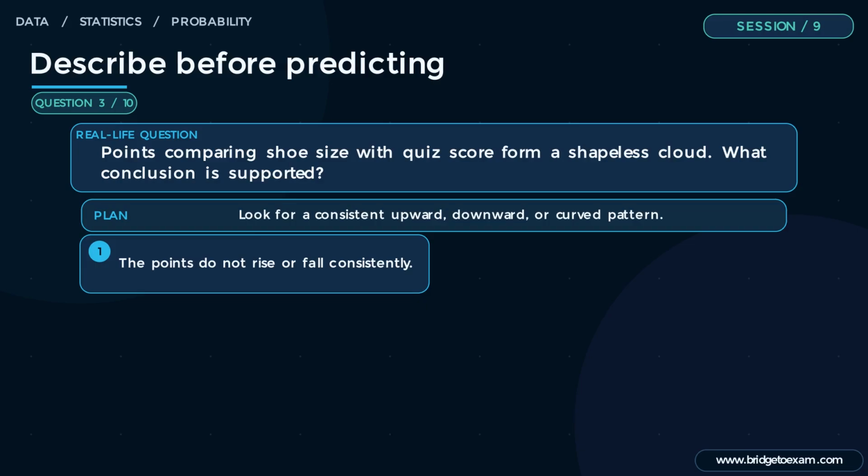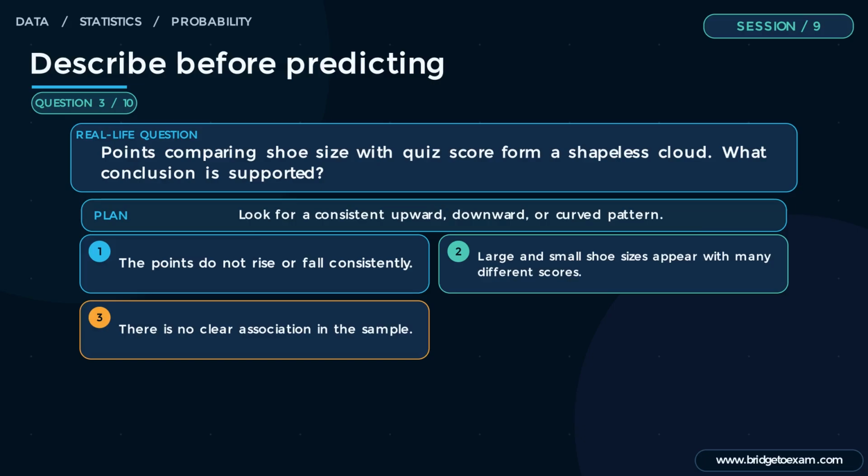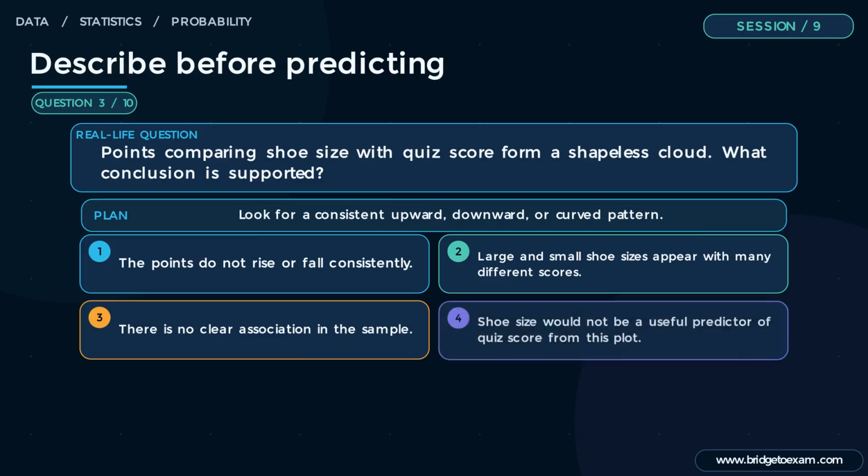Step 1. The points do not rise or fall consistently. Step 2. Large and small shoe sizes appear with many different scores. Step 3. There is no clear association in the sample. Step 4. Shoe size would not be a useful predictor of quiz score from this plot.